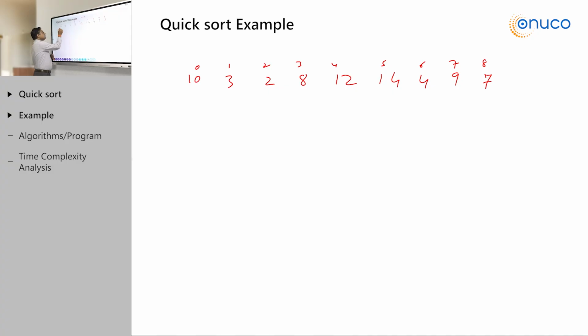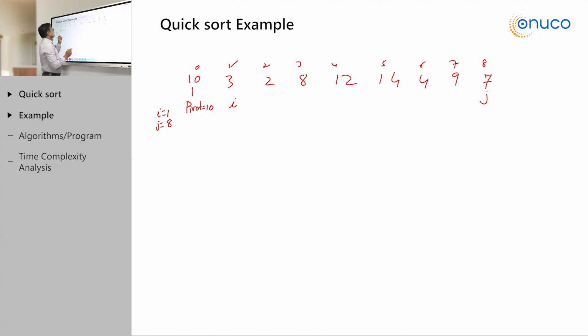The very first element you are going to consider as the pivot element. For the next element, we take i as an index. Pivot is nothing but this element. So the value of pivot in this case is 10, while i is 1 and j will be the last index. So the initial value of i is 1 and the initial value of j is 8, the last element.